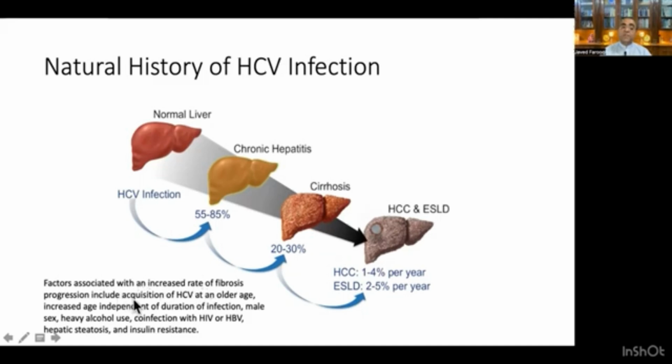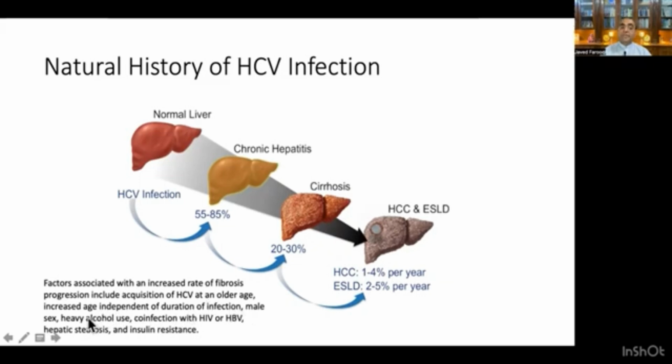It's the acquisition of HCV at an older age. If one patient has acquired the infection at the age of 10, 15, or 20 years, and another has acquired this infection at the age of 40, 45, 50 years, the elderly people will develop cirrhosis earlier on. And then increased age independent of the duration of the infection. This is again a very important thing.